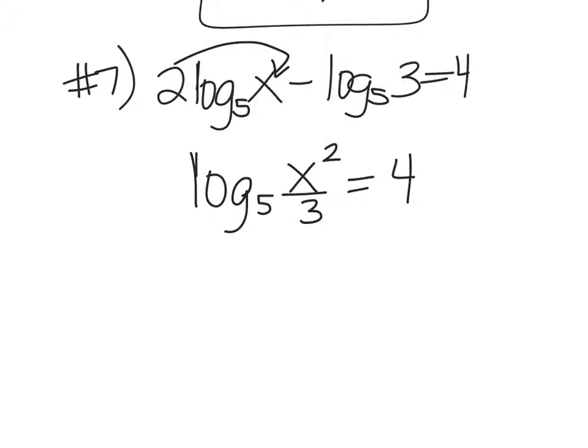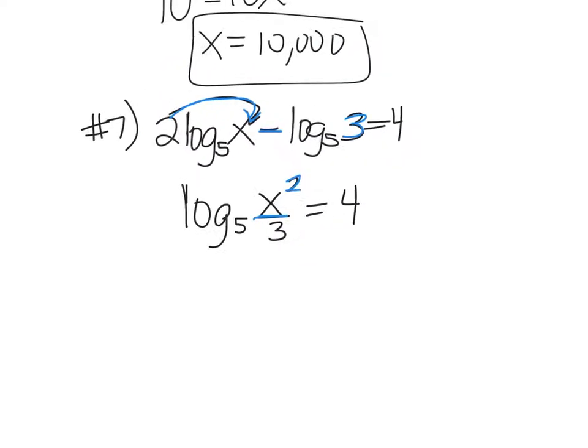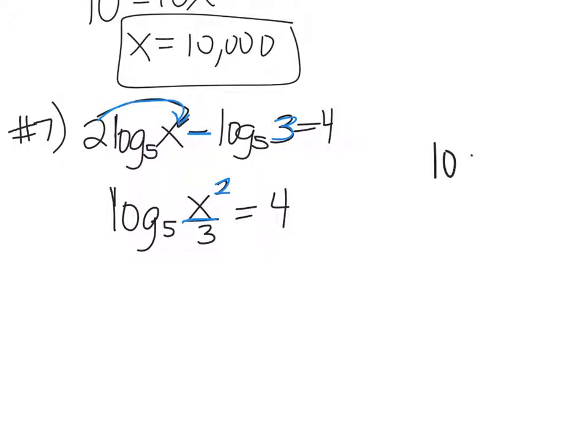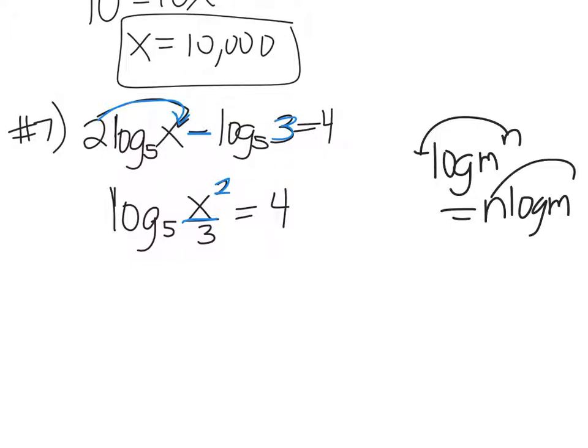So the 2 is out front. It moves up and becomes an exponent right here on the x. And minus means divide. So I wrote it all in 1 log base 5. Don't write 2 log base 5s top and bottom. That's not right. Just 1 log base 5. That was the power to a power property, when you have log of m to the n equals n times log m. I'm really doing this property backwards.